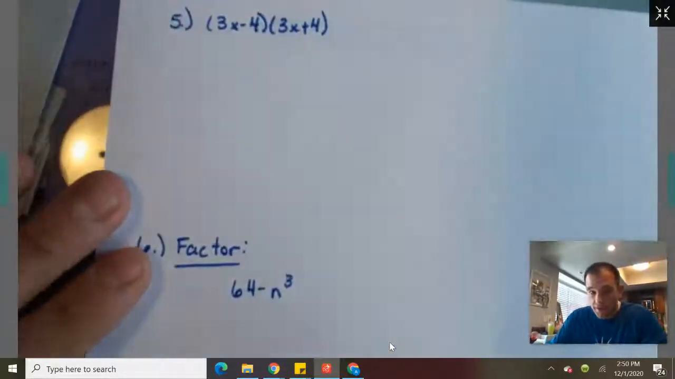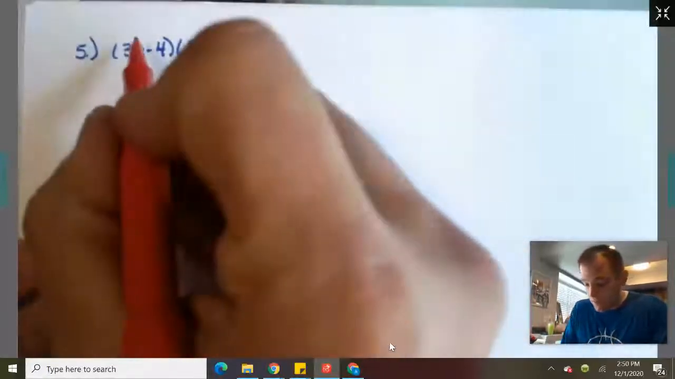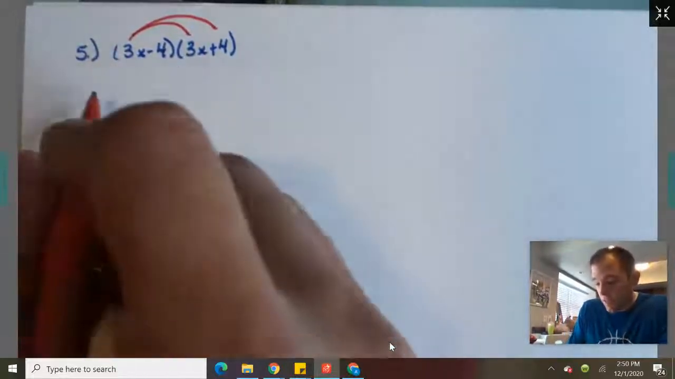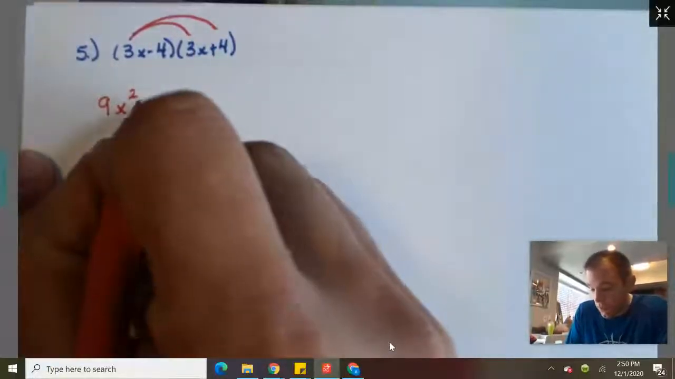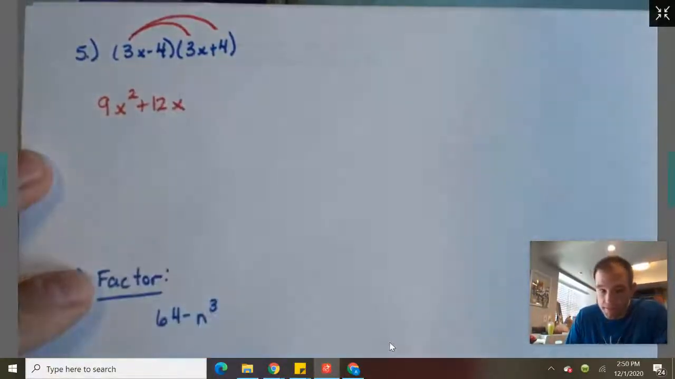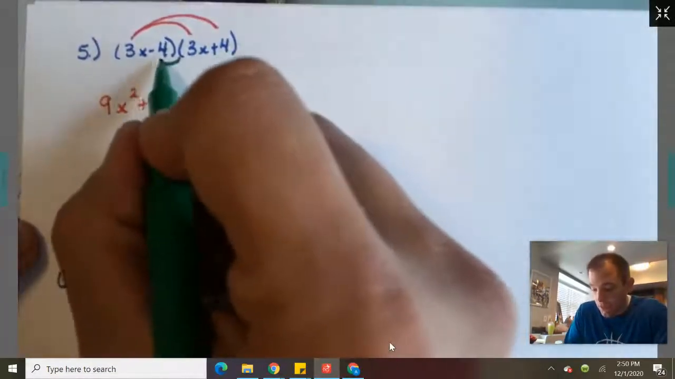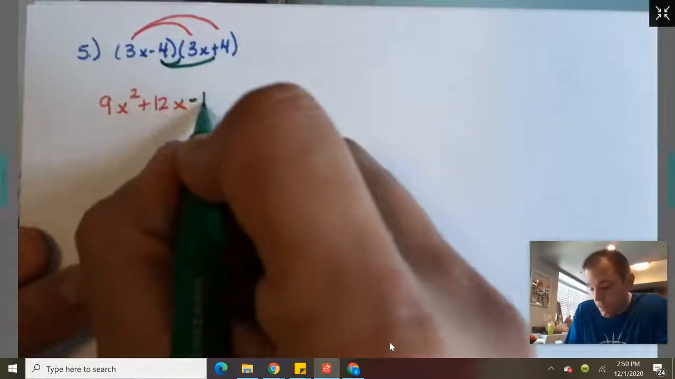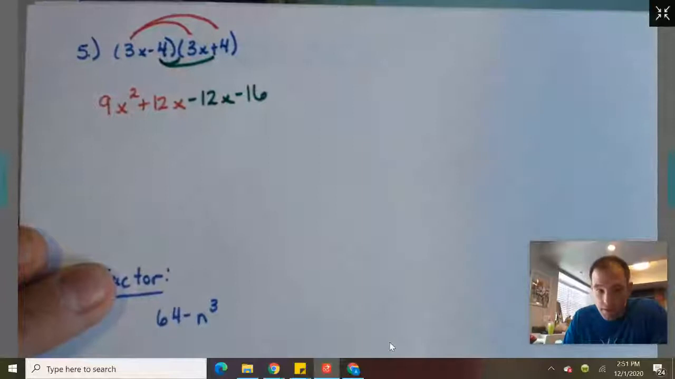Here's number 5. So 3x minus 4 times 3x plus 4, okay? And again, there's nothing in between them, right? So that means we are going to multiply. So we're just going to distribute again. 3x times both, so 3x times 3x, 9x squared. 3x times 4, 12x. And then we do the same thing with the negative 4. So negative 4 times 3x and negative 4 times 4. Negative 4 times 3x is minus 12x. Negative 4 times positive 4 is minus 16.